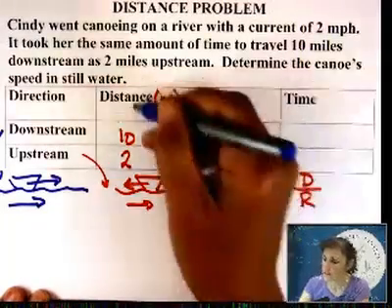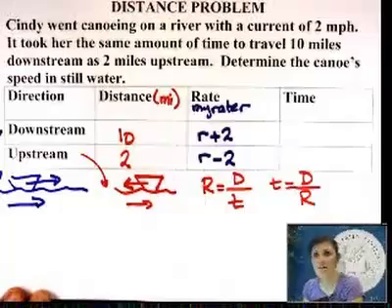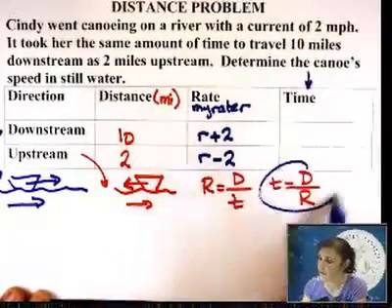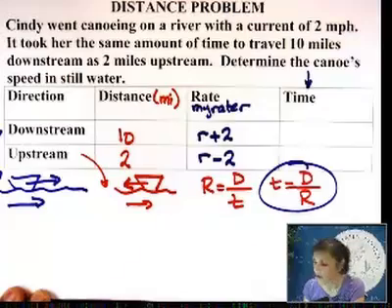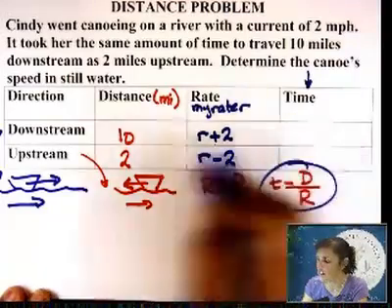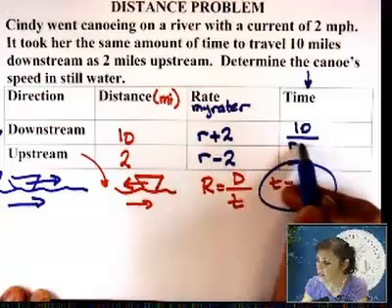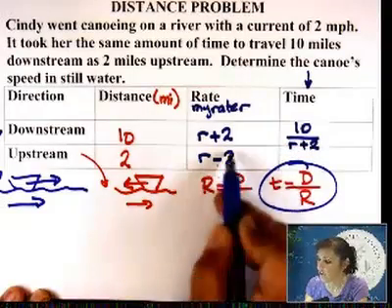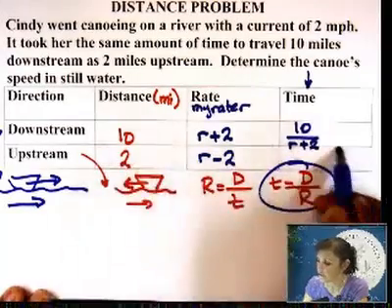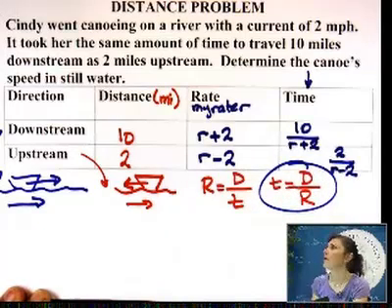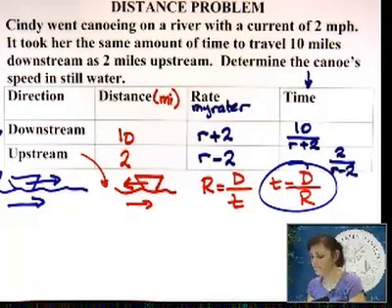Once I figure out distance and rate, the time column is going to be this formula, distance over rate. What do I have as distance over rate? 10 over R plus 2. And distance over rate, 2 over R minus 2. Now the next step is to put all this together.